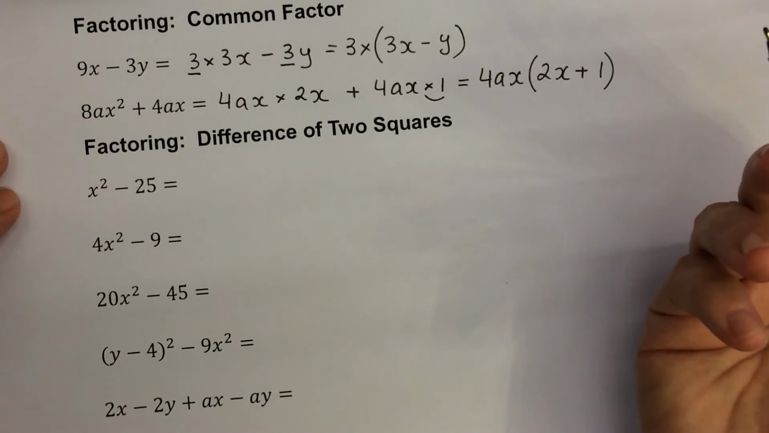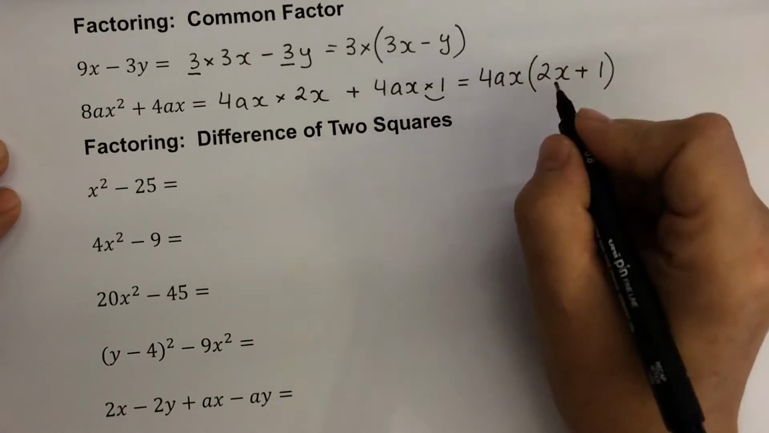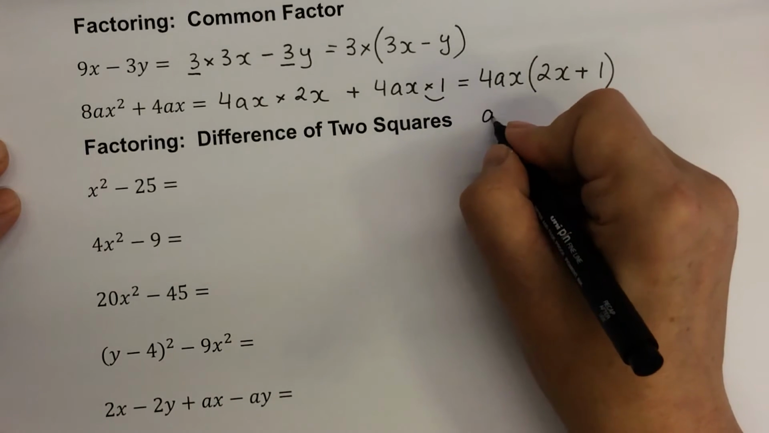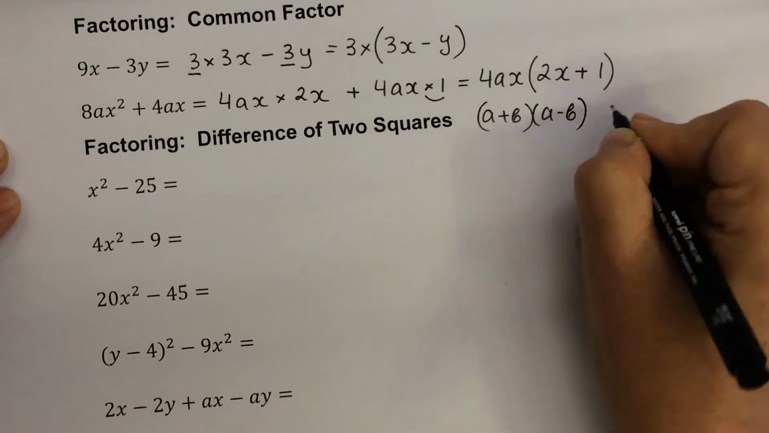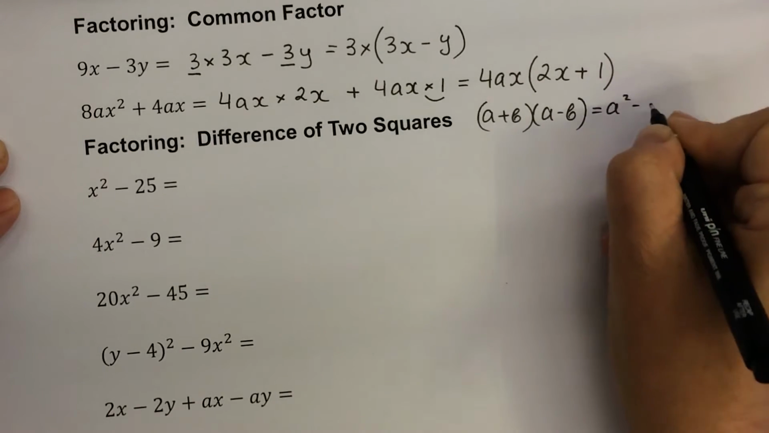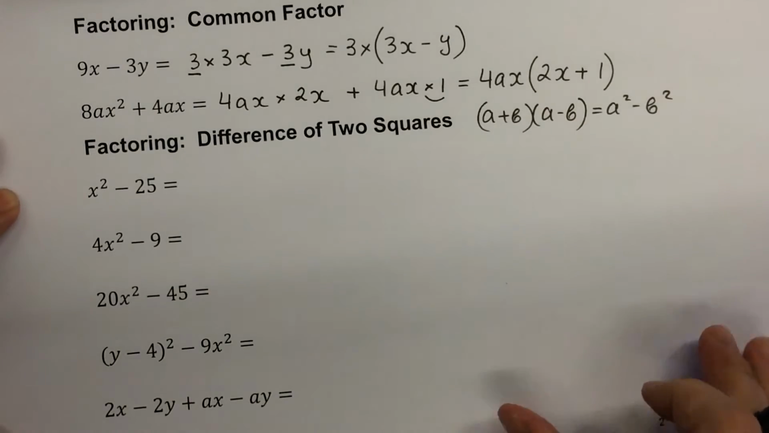Okay, now we will practice factorization using the formula difference of two squares. Remember, we had, I'll use different notation, (a plus b)(a minus b) equals a squared minus b squared. So we're going to use this formula.